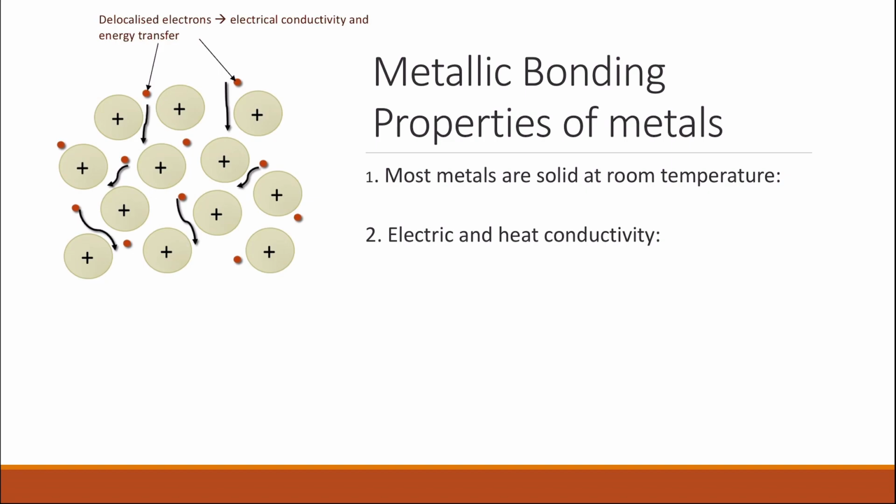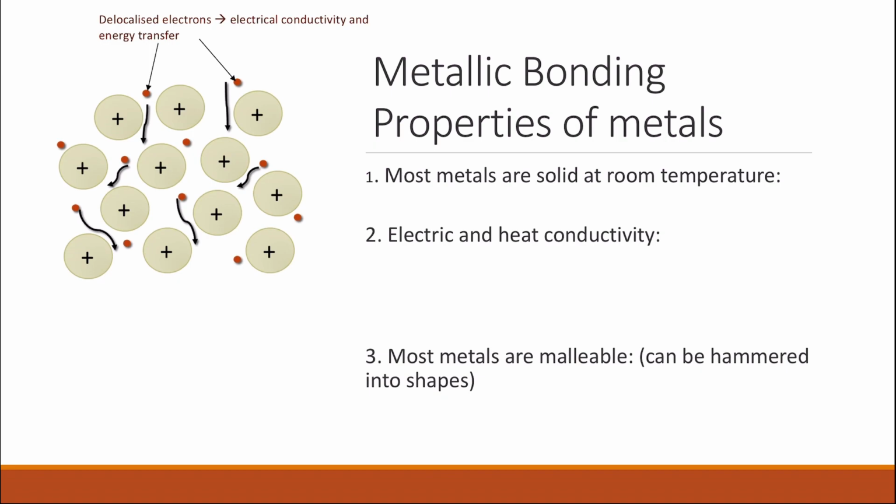So electricity comes from the movement of ions or the movement of electrons. And metals, which have metallic bonding, have delocalized electrons which are free to move, so they can conduct electricity. Also, the electrons can transfer energy, so this is why metals are good heat conductors. They have good heat conductivity.